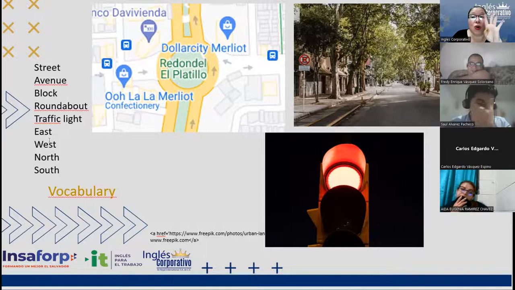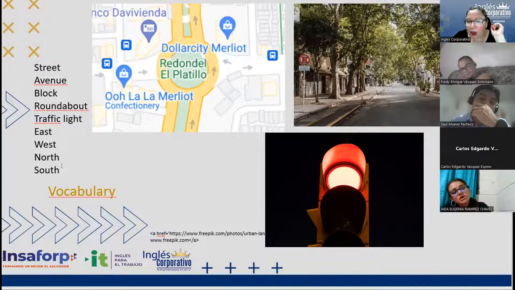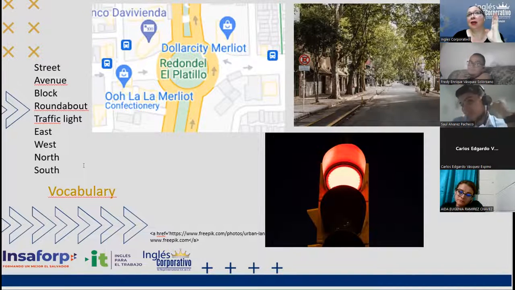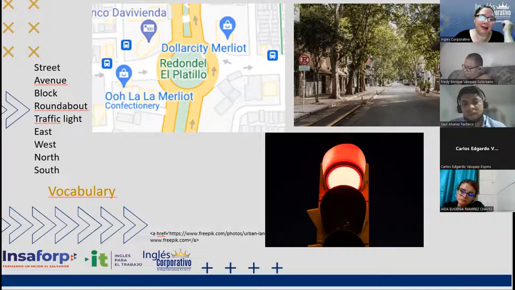Okay, then we have the four cardinal points, right? East, west, north, and south. What are the cardinal points? East, west, north, and south. Usually we say the second North Avenue. We say, for example, the first South Street. We have to place South, North, West, East before street, before avenue, before the names.